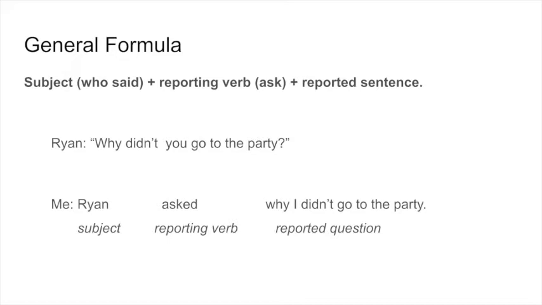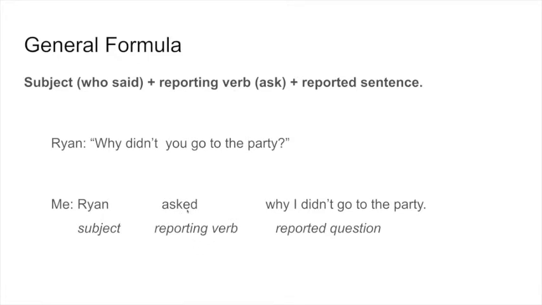So here we have a person called Ryan. That is the subject. And he said, "Why didn't you go to the party?" That's a question. So I am going to tell someone else what he said. I'm going to report it, but instead of saying it exactly like him, I'm going to repeat it in a different way. And we're going to do it using this formula. First, we're going to need the subject. Here we have it, Ryan. Ryan is the subject. Then remember, reporting verb, ask. Here we have the reporting verb asked.